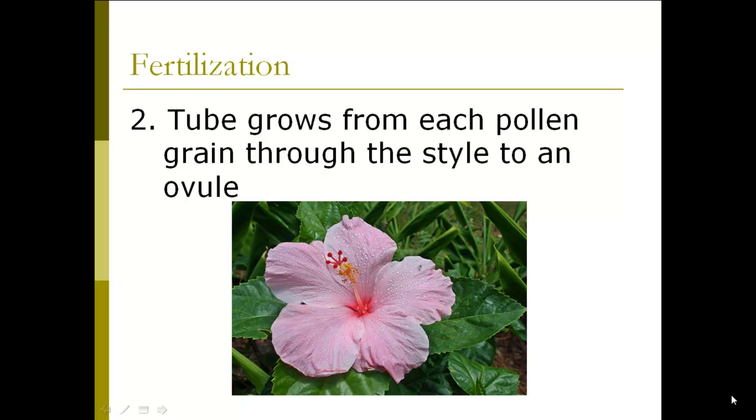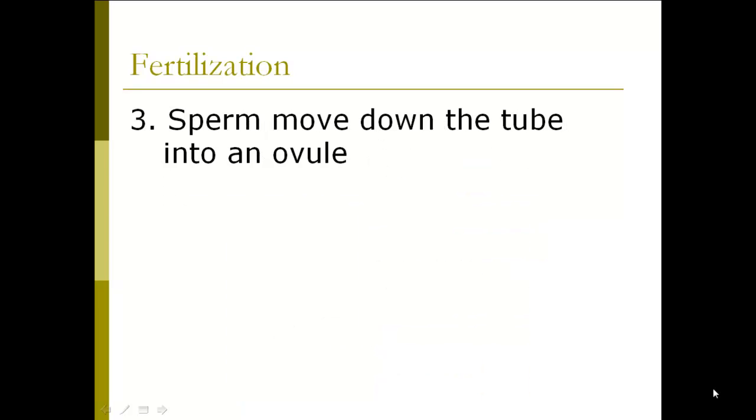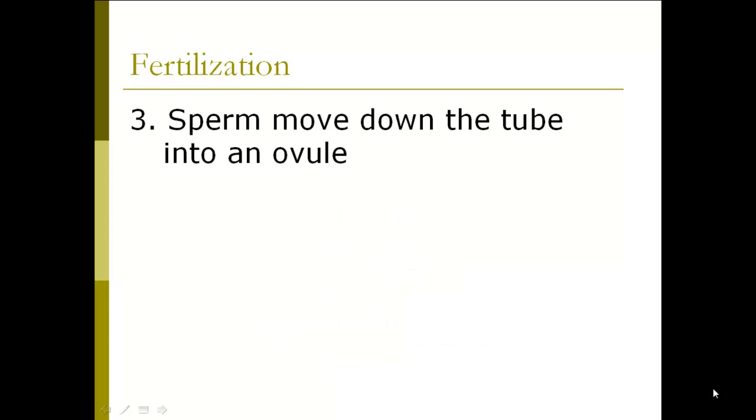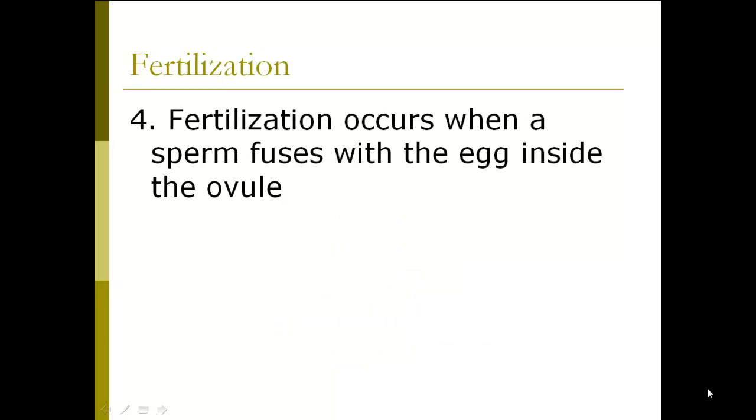Once the pollen is relocated to the stigma, a tube grows from each pollen grain through the style to an ovule. So the stigma are those little red dots at the top of the flower, and it would grow through the stigma all the way down through the style, which is the large base part of the flower, to an ovule. Sperm travel down that tube into an ovule. And let's remember that the sperm comes from the pollen grain. Fertilization occurs when sperm fuses with an egg inside the ovule.